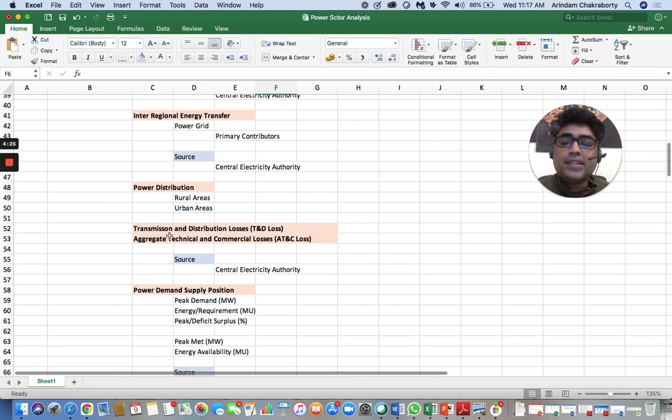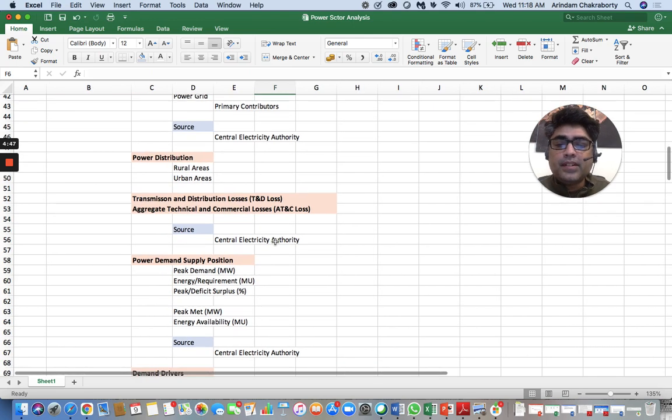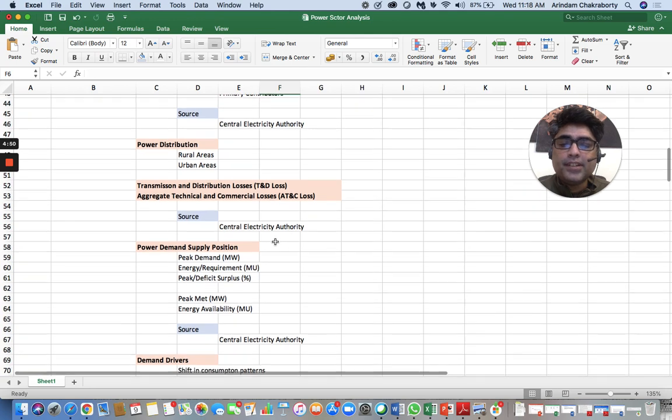Then what is the extent of transmission and distribution losses, which is called the T&D loss, or the aggregate technical and commercial losses, AT&C loss, right? So how this set of losses has phased over a period of time, how that loss is seen in different regions, right? So we can classify it in that manner. Again, the source of that information would be the Central Electricity Authority.